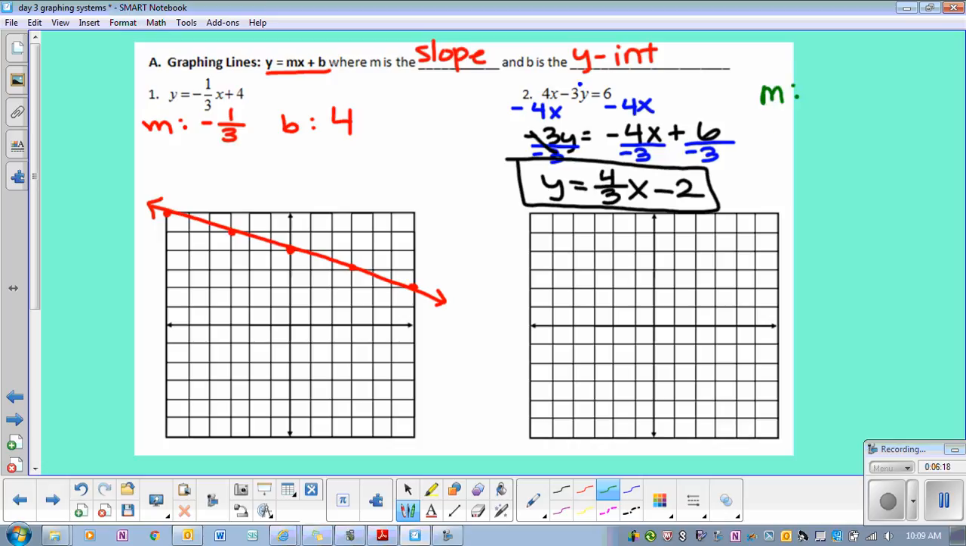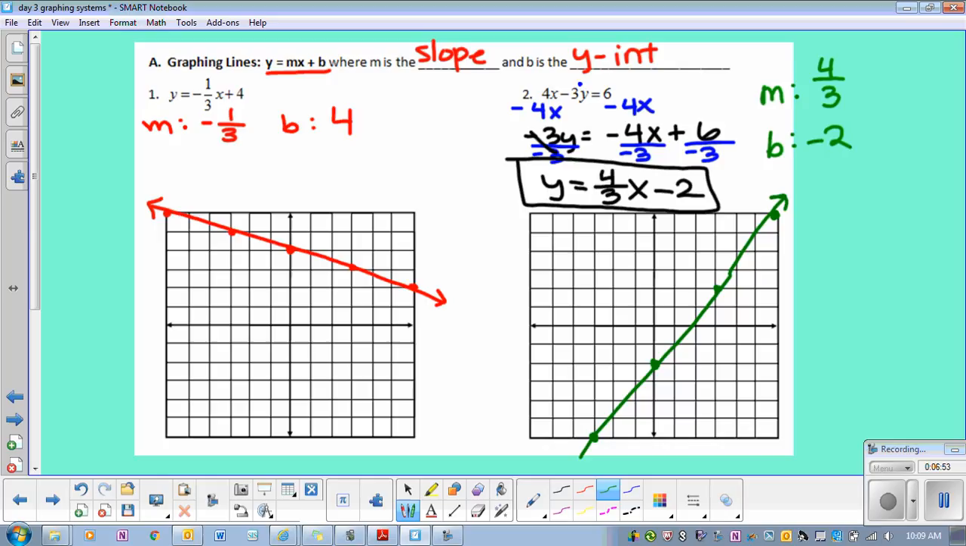Slope and the y-intercept. What is the slope? Slope is like the rise. But what is the slope for this equation? It's 4/3. Good. What about the b, y-intercept? -2. So at negative 2, up 4, right 3. Or down 4, left 3.